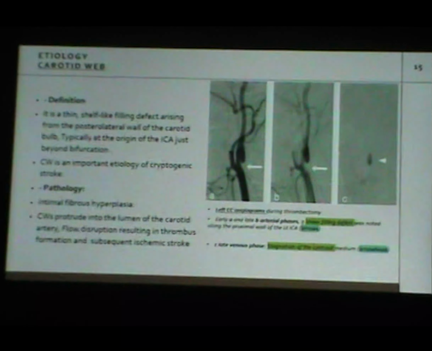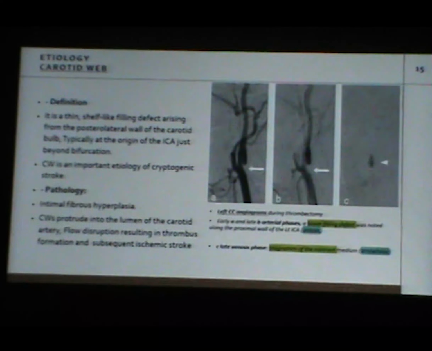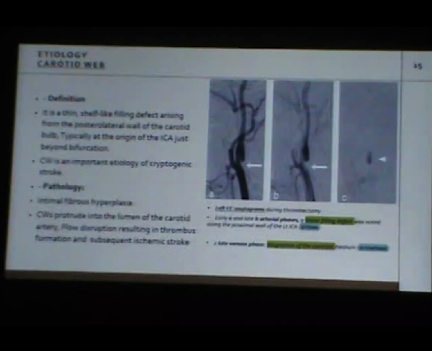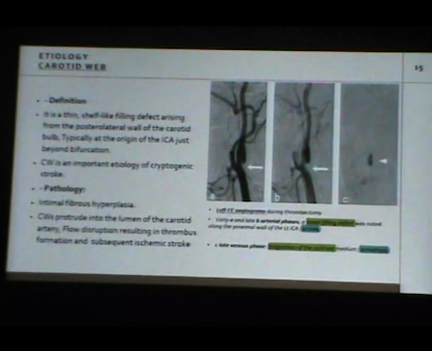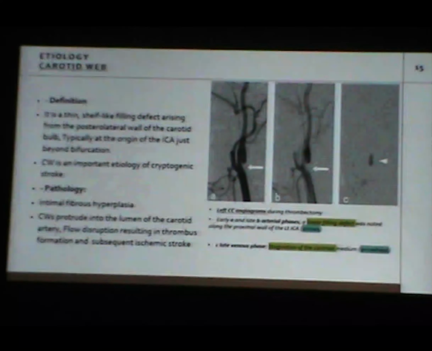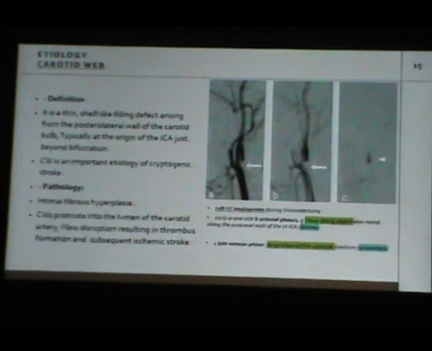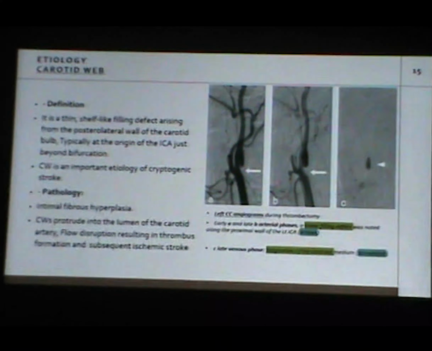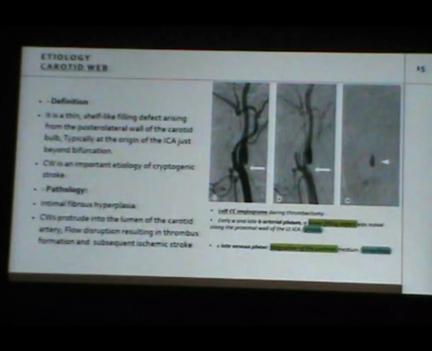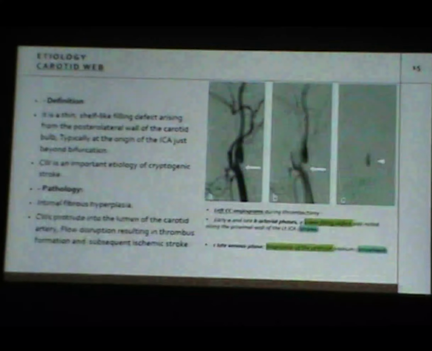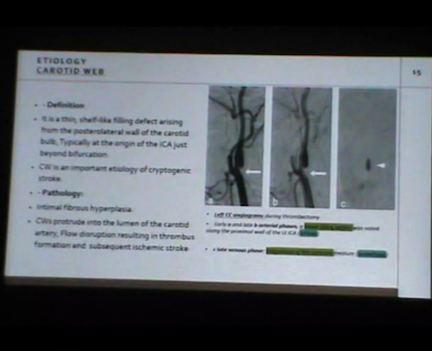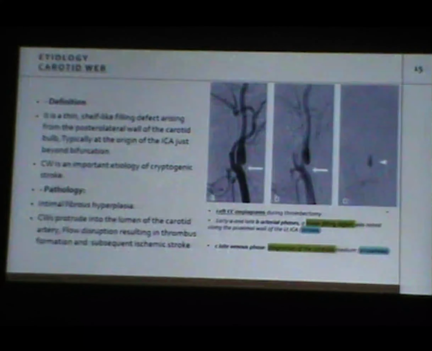An important etiology of many cryptogenic strokes is the carotid web, which is often missed. It's a shelf-like filling defect, typically at the origin of the ICA just beyond the bifurcation, secondary to fibrous hyperplasia of the intima, leading to blood flow disruption and thrombus formation. Here is a carotid angiogram during thrombectomy. This is the carotid web over here. In the arterial phase we can see the shelf-like projection, and in the venous phase we can see the stagnation of contrast in the lumen.